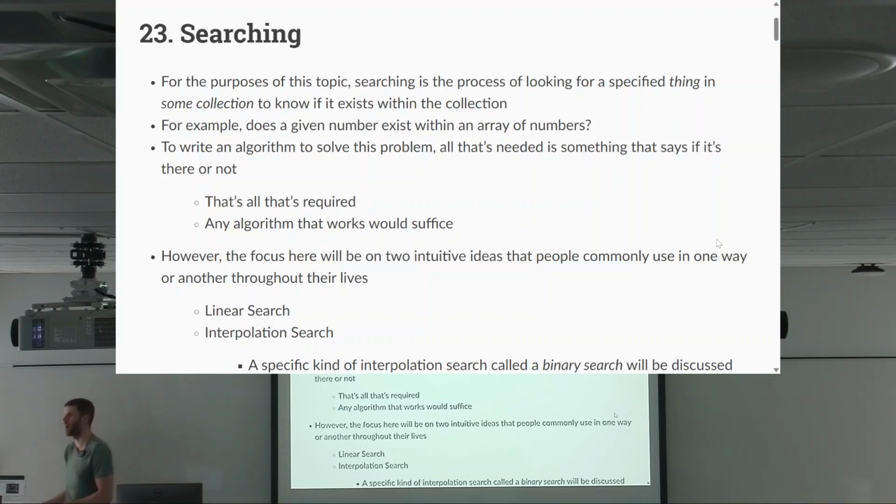Okay, for the purpose of this topic, searching is going to be defined as the process of looking for a specific thing in a collection of some things to know whether or not it exists in that collection. Now, the reason I'm emphasizing this is we've done linear searches before, and linear search is a far more general idea: am I looking for the biggest number, the smallest number, does it exist, where does it exist, does it exist within a range, all these different things. Here we're just saying, is it there or not? So does a given number exist within an array of numbers would be the problem I'm talking about here.